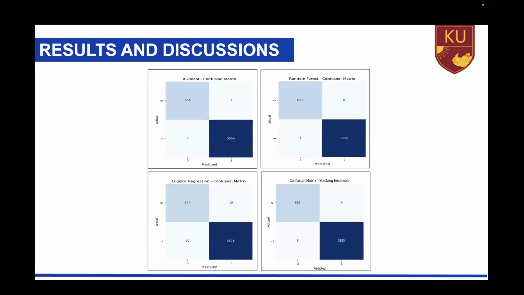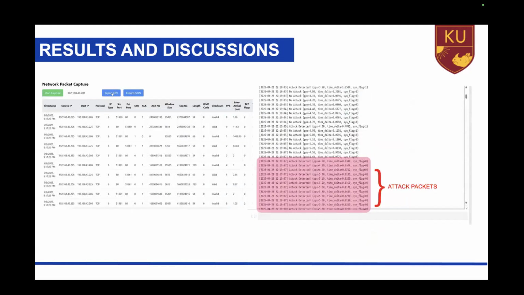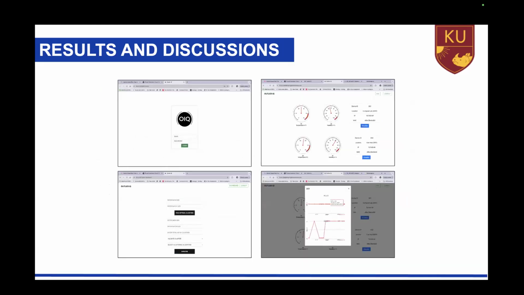And this is the confusion matrix, which also shows a promising result. These are the classifications of the packets, attack packets and non-attack packets. The right hand side that you see is the classification of the packets. And this is the dashboard that we have designed, starting from the login panel to the gauges, as well as the real-time streaming values.